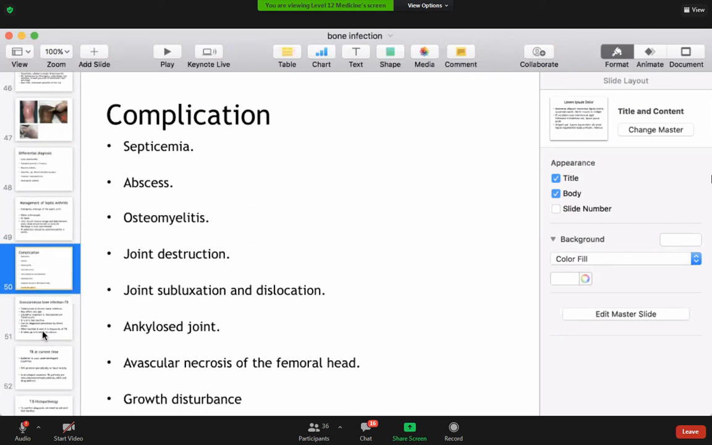Complications: septicemia, abscess, osteomyelitis, joint destruction, joint subluxation or dislocation, ankylosed joint because of damage, avascular necrosis of the femoral head, growth disturbance.